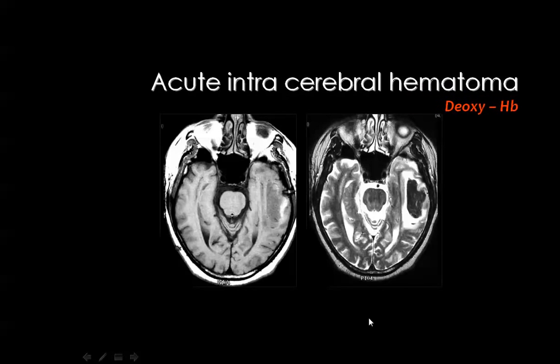Then look at this example, and you see a hematoma here in the temporal lobe on the left side. This hematoma has a gray or intermediate signal in the T1 weighted image and a dark signal in the T2. And in the T2 you see a bright signal of edema surrounding the hematoma itself.